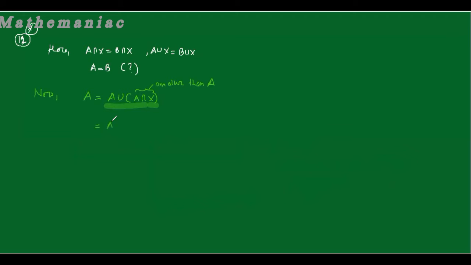Now once we have written it, we will divert our calculation towards B by using these given relations. That is our target. So how do we divert this calculation towards B? See, A intersection X can be written as B intersection X because you have this. Next, you do the distributive property. Last day we have done this. If I use the distributive property, I'll be getting it like this.